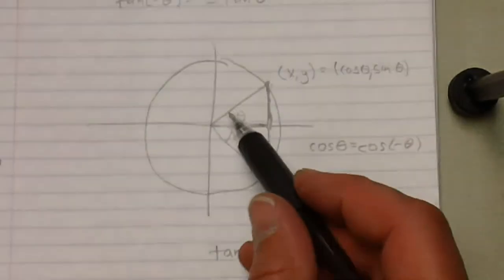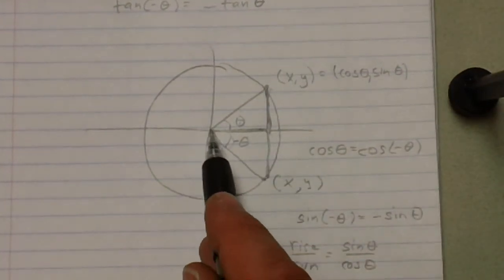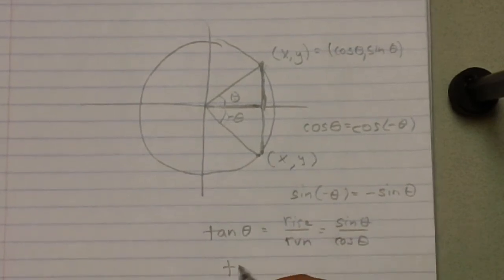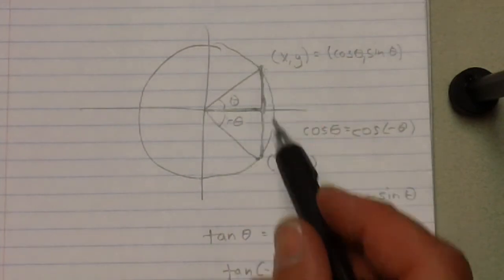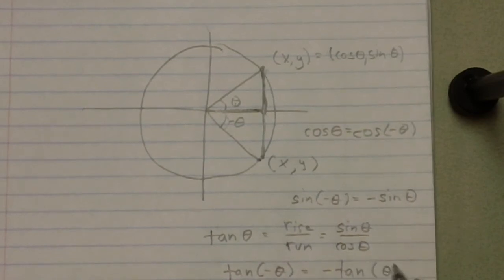The slope up here on a unit circle for theta is compared to the negative slope down here for our negative theta. So the tangent of minus theta is going to be the same slope, but just opposite, so it'll be negative tangent of theta. Hopefully that helped your understanding.